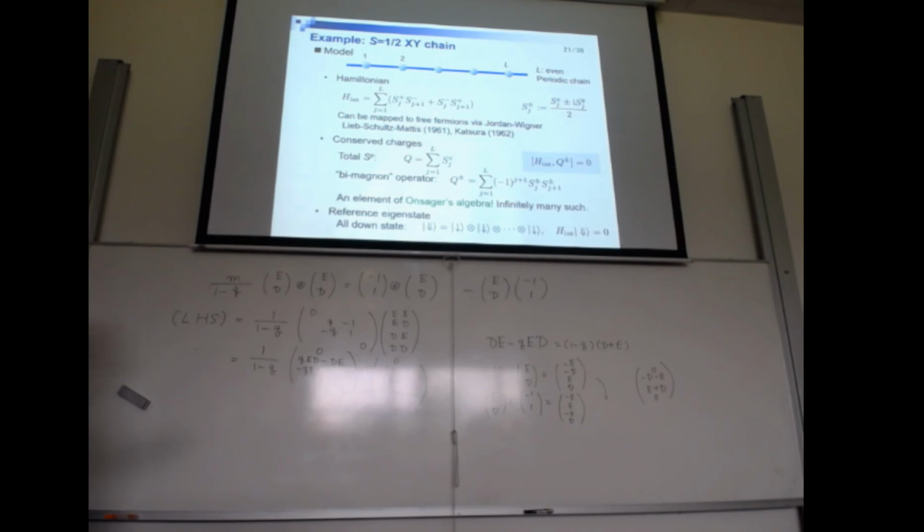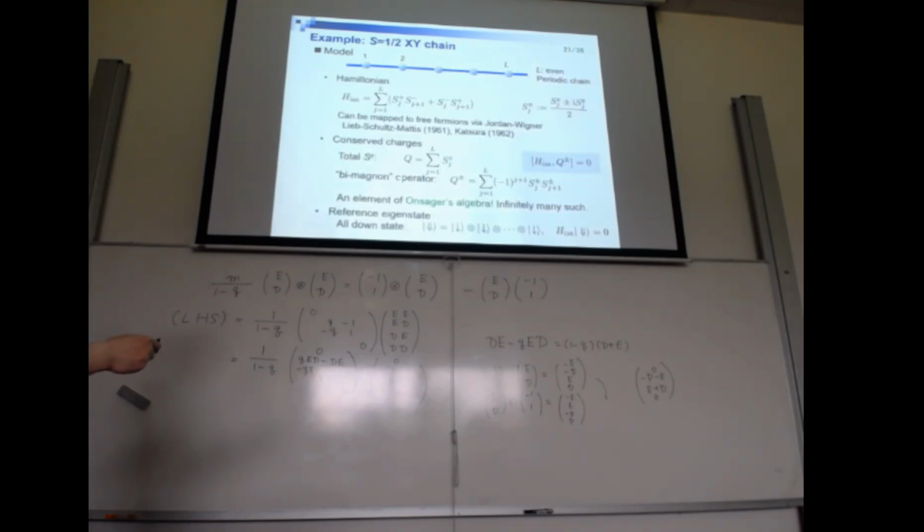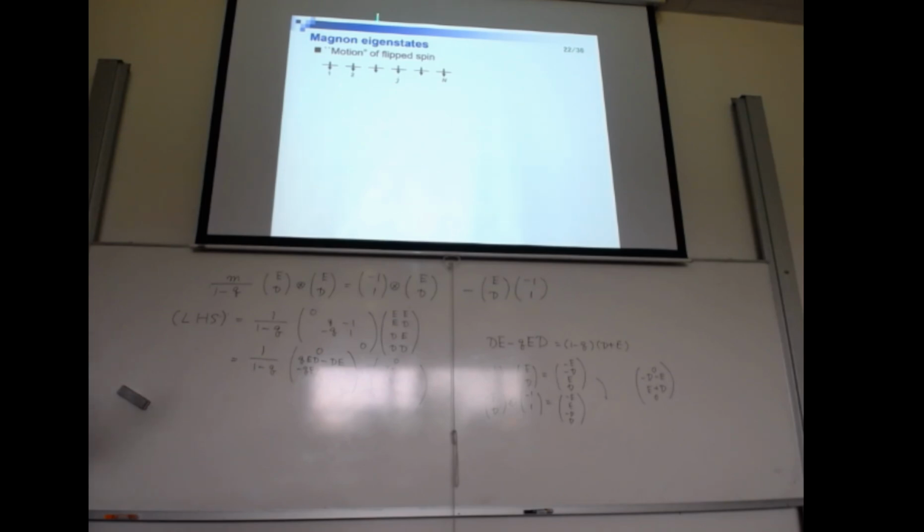If you go to momentum space, this is just free fermions, so you can diagonalize quite easily. But conserved charges in real space are not so easy to figure out, right? But this is written in real space. That is an important point here. So let me explain why it's called the bimagnon operator. But before that, let me discuss just one magnon state.